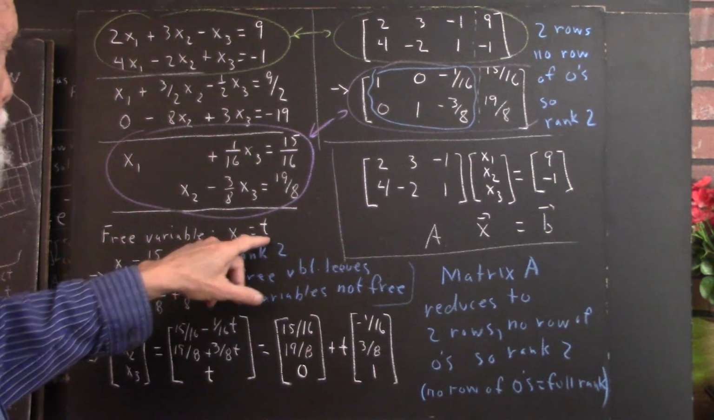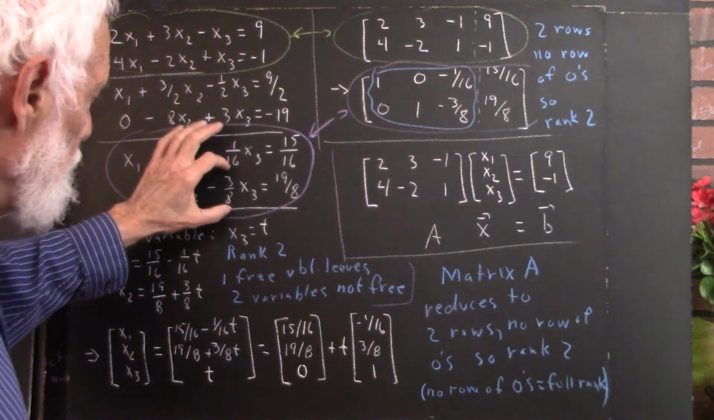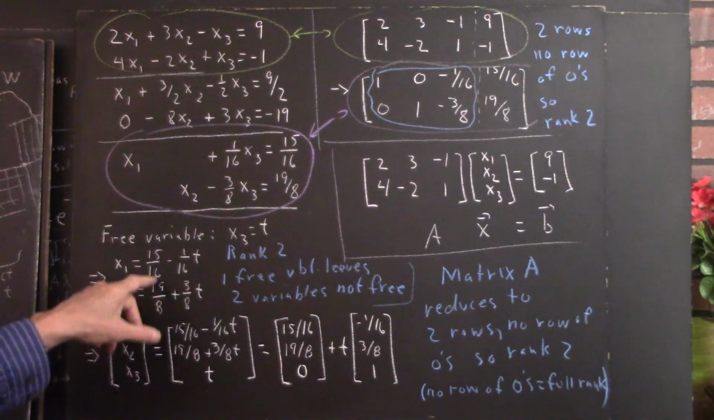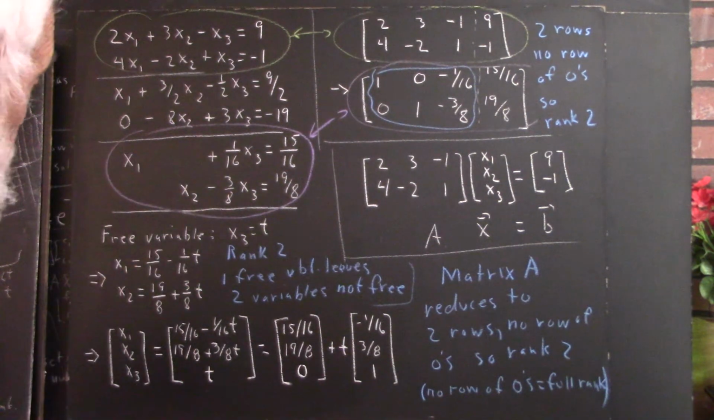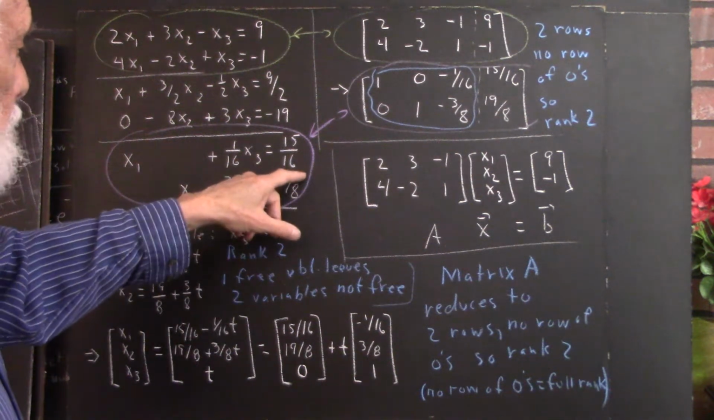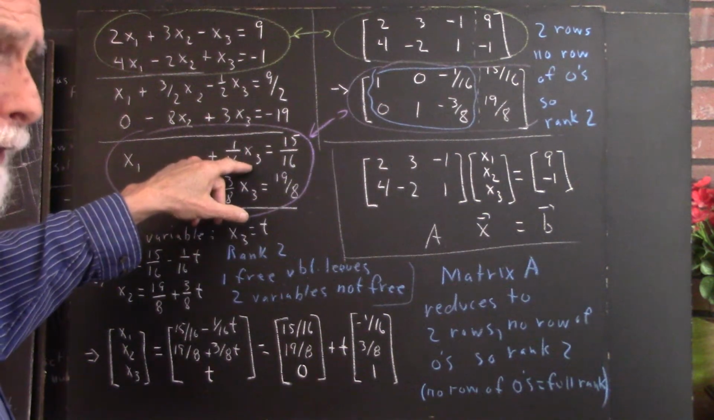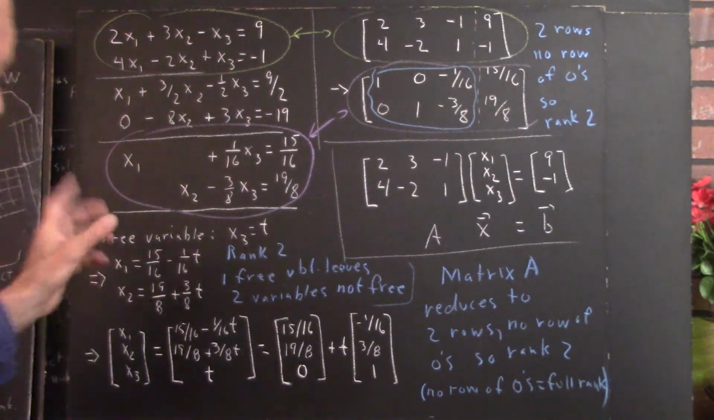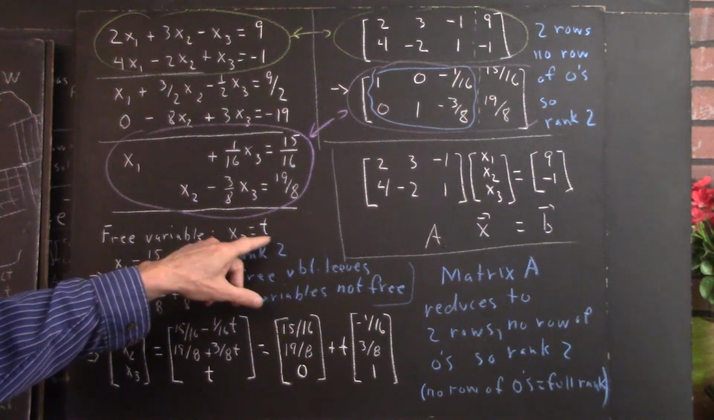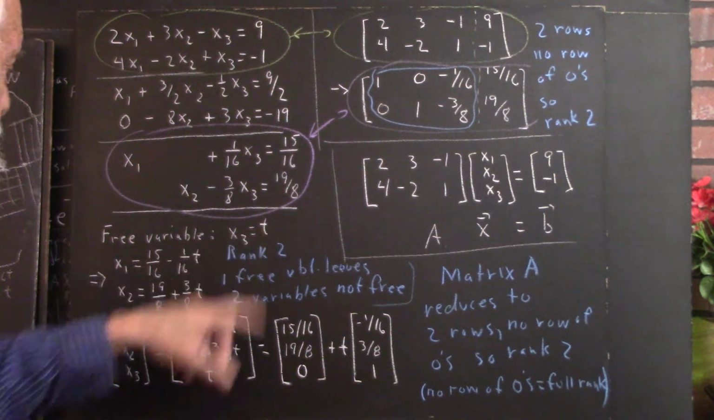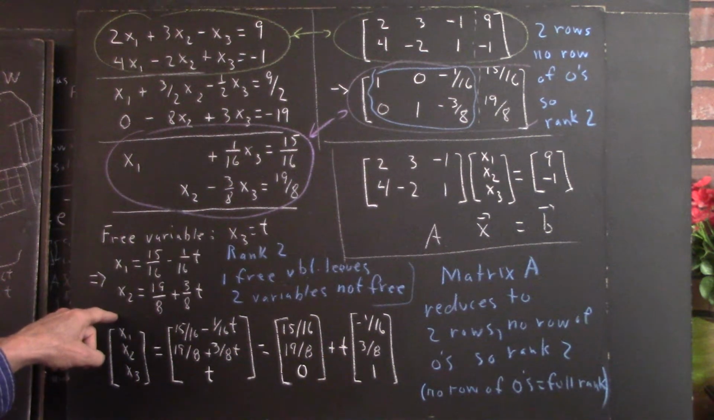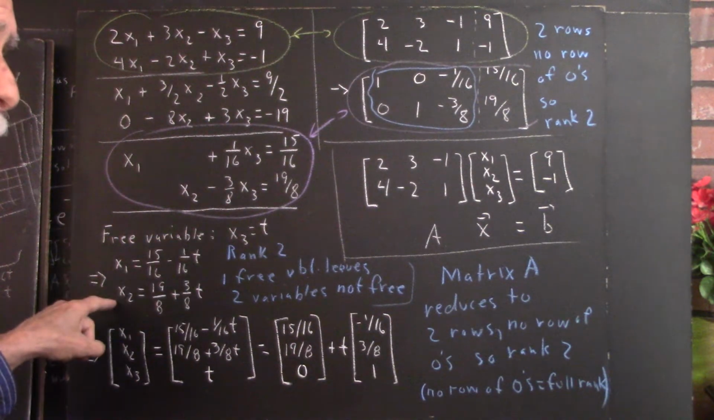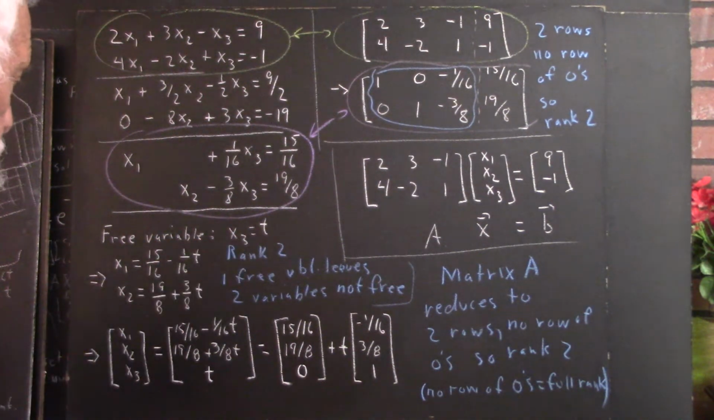We set that free variable equal to our parameter t. Doing so, if we solve for x2, we're going to add 3/8 of x3 to both sides, and that's going to be 3/8 t, so we get x2 is 19/8 plus 3/8 t. x1, similarly, is going to be 15/16 minus 1/16 of t, because now x3 is t. So by choosing any value we wish for t, we get values for x1 and x2. So x3 is free. x1 and x2 are determined by the value of that free variable.